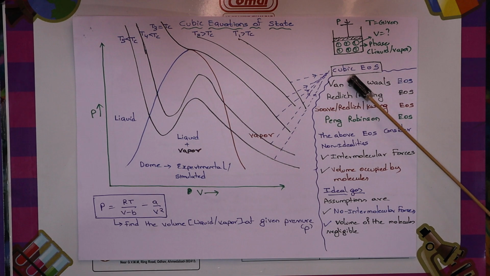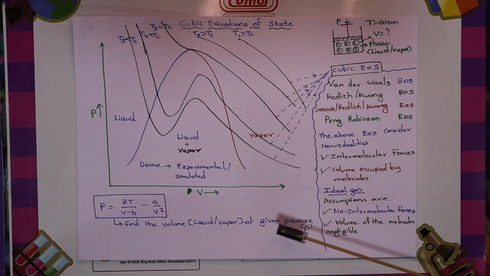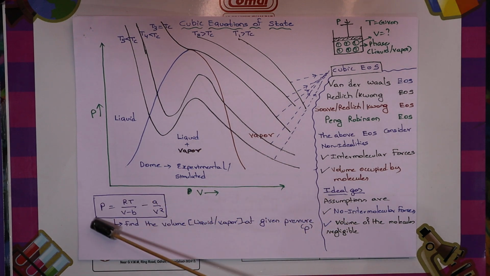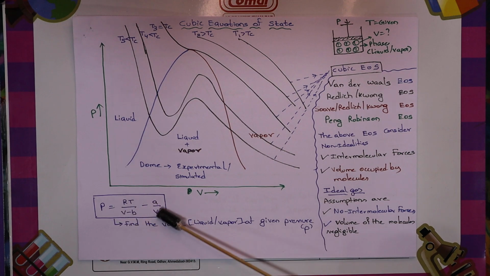I told you that a cubic equation is going to give 3 roots, that means 3 volumes. Out of these 3 volumes, which one is appropriate, which one is on the liquid side, which one is on the gas side? That is what we are supposed to find out. Here is one such example, the Van der Waals equation of state, the first equation of state, which looks in this way: P equals RT by V minus B minus A by V square.